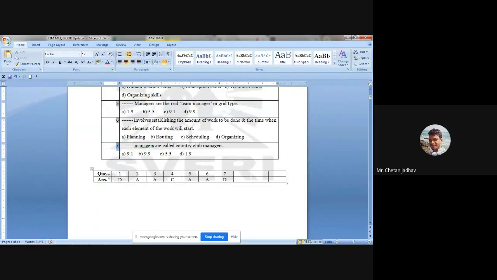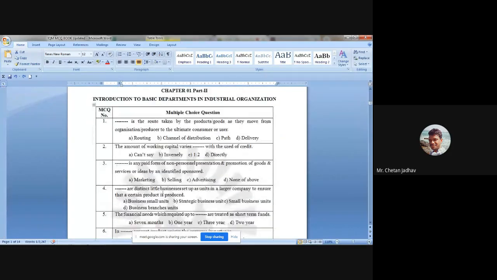Okay, so now you can see the blank managers are called country club managers, which means team manager, team grid type, which is a ratio of near about 1.9, and for any country club manager, again, managers are required at 1.9 as per the ratio. Okay, so the answer is 1.9. Please remember this figure.